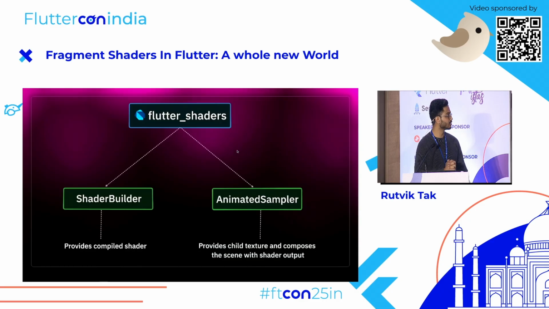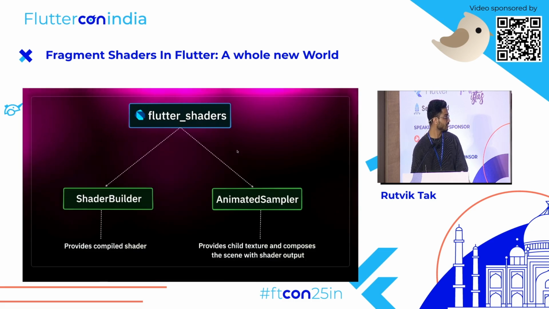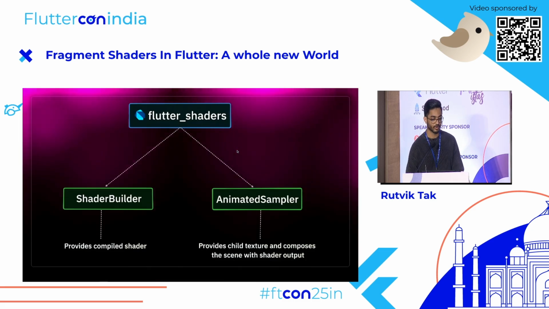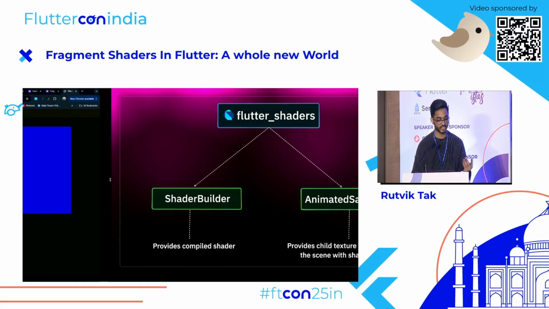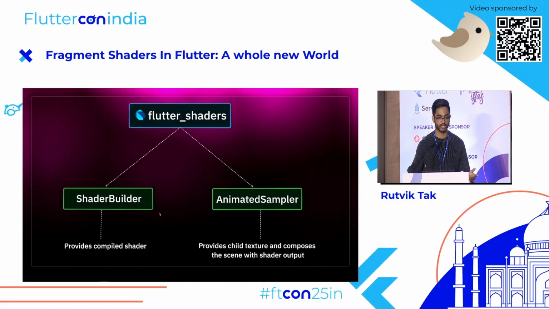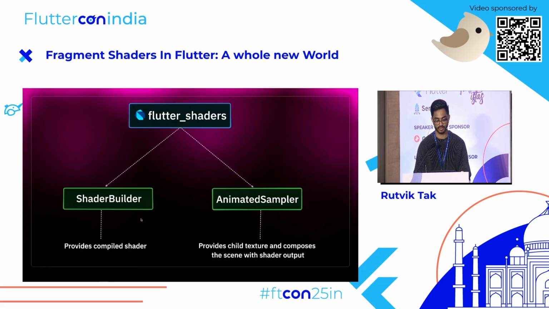So for this, we are going to rely on a Flutter shaders package. It has two important things that we care about, to be honest. It's these two APIs, a shader builder and an animated sampler. Their purpose is simple. The first one basically takes the text in the shader file, whatever code that you have written here, and creates a shader instance out of it. And then you can use that shader instance to send any inputs to it or get its output.